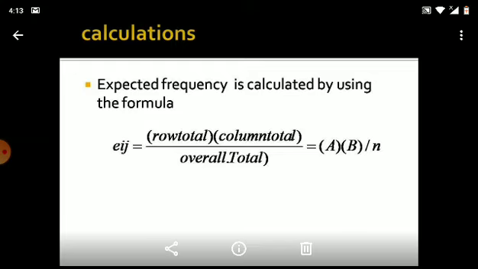Now I have told you earlier that the frequencies given to you were actually observed frequencies. Now you have to calculate your expected frequency, where the formula for expected frequency is row total into column total over overall total. A is the row total, B is the column total, and N stands for the overall total. This is the same condition that we assumed for independence.